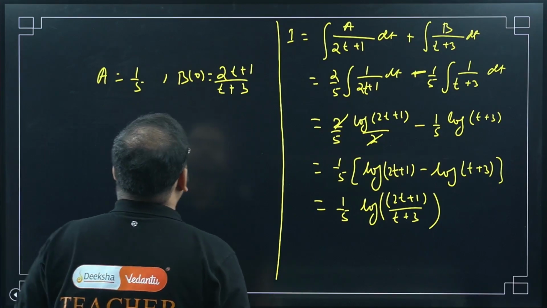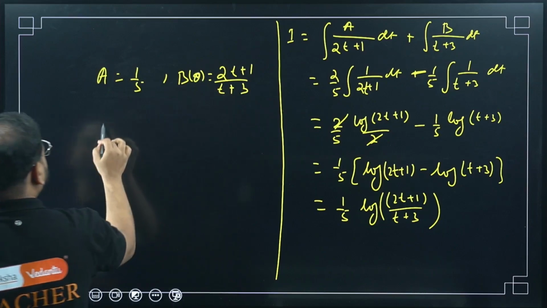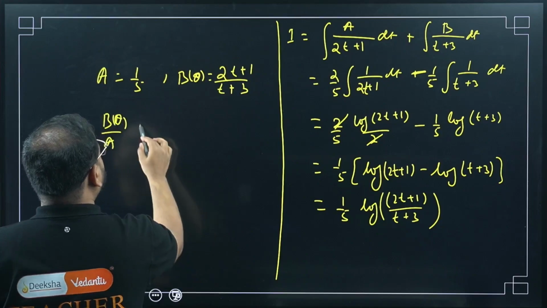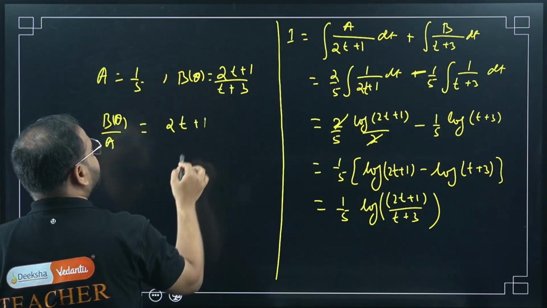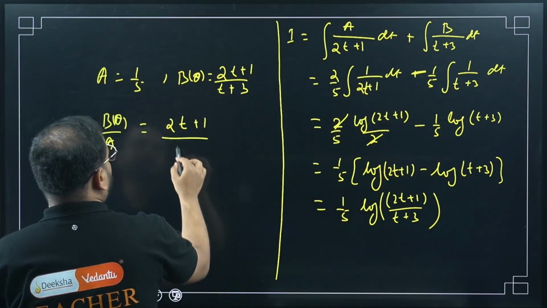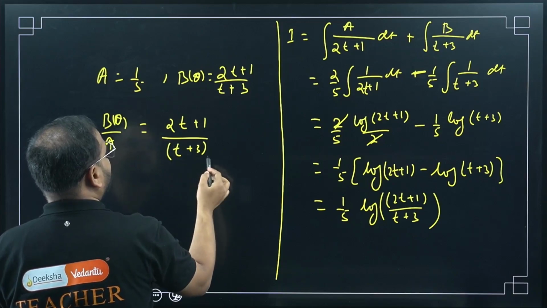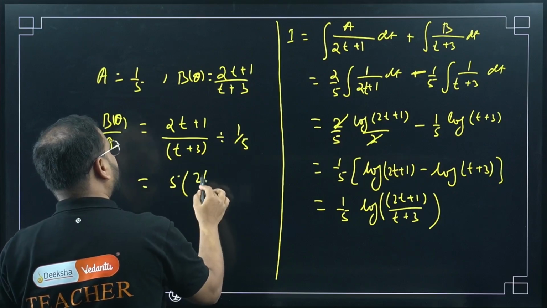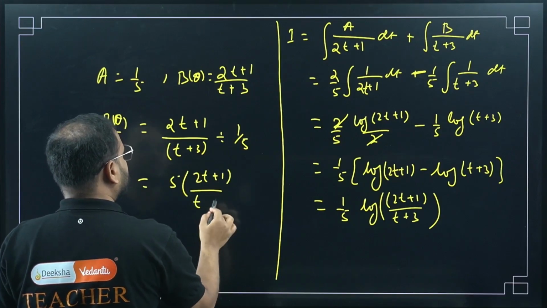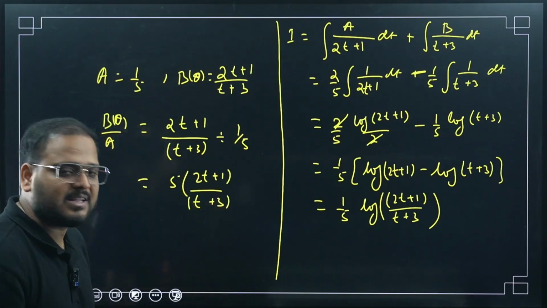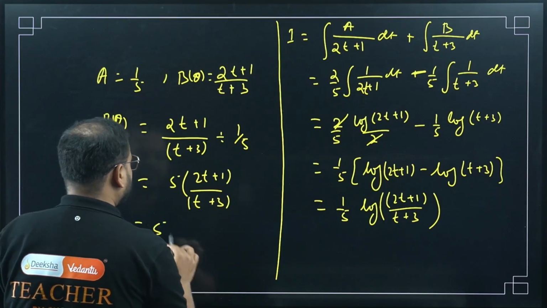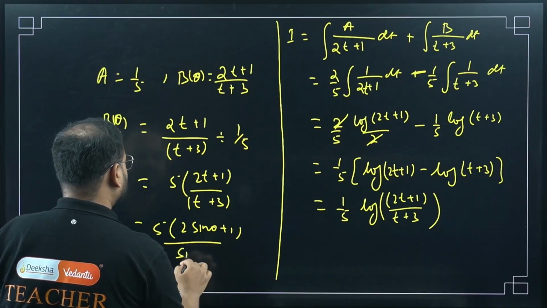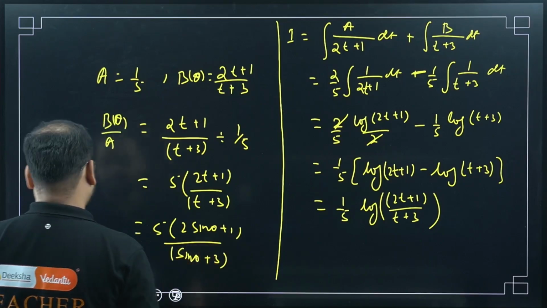All right. So what are they asking us? They are asking us to find b theta by a. If you do that, what are you going to get? Please check. 2t plus 1 upon t plus 3 divided by 1 by 5. How much is that going to be? 5 times of 2t plus 1 upon t plus 3. What's the t value? I took t as sin theta, right? So write it here: 5 times of 2 sin theta plus 1 upon sin theta plus 3. Have a look.